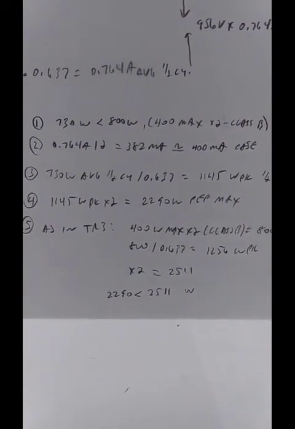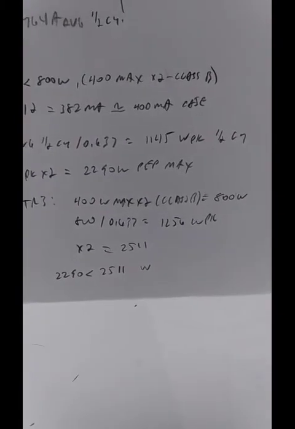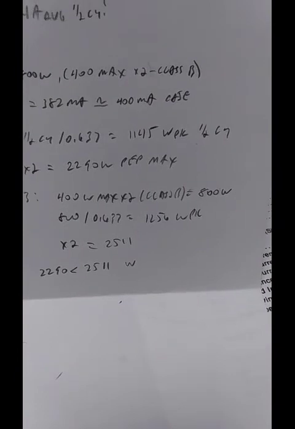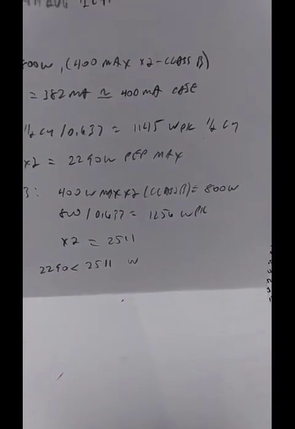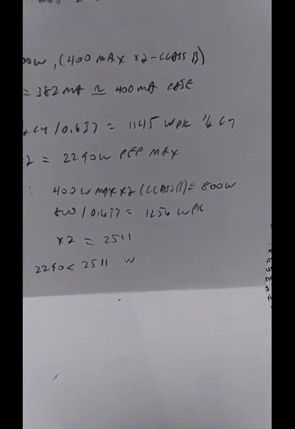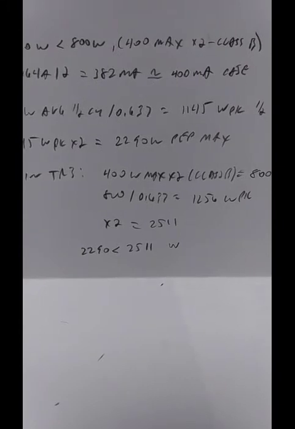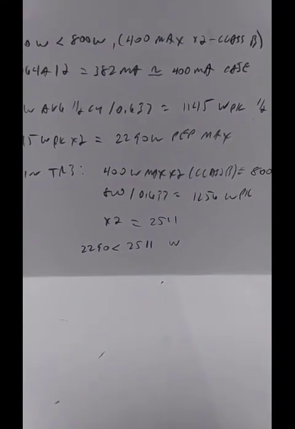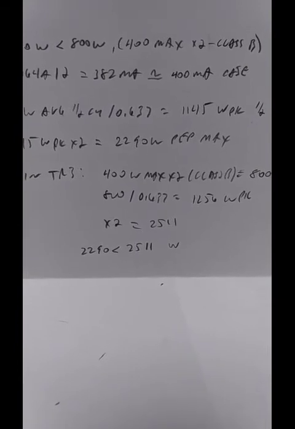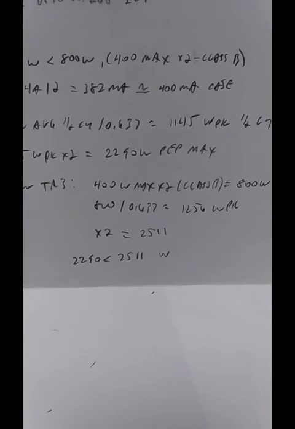As in the TR3, recall how we started with 52.5 watts plate dissipation max. Let's start with 400 for this tube. Times 2 for class B is 800 watts. 800 divided by our magic number, 0.637, gives 1256 watts half cycle peak. Multiply that by 2 is 2511. So the 2290 we figured from this amplifier is less than 2511 max for the tube. So that qualifies. That's less than max dissipation.